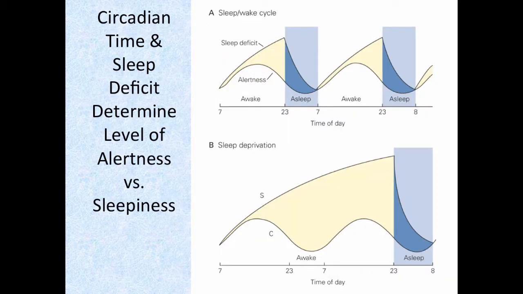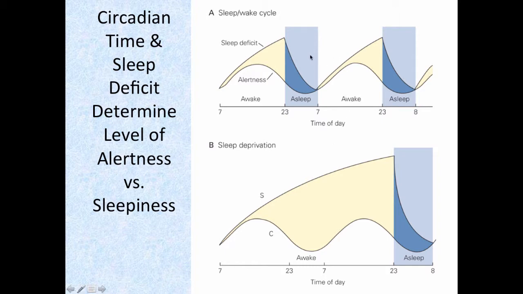So, when we look at our sleep patterns and we examine the factors that determine how awake we are at any given time versus how sleepy we are at any given time, we see that this is determined by two main factors: our circadian clock, or our circadian time, and how long we've been awake, or in other words, our sleep debt, or sleep deficit.